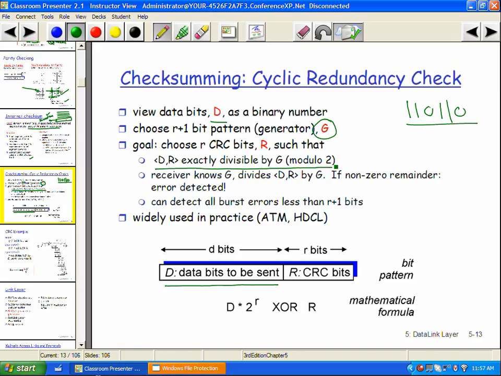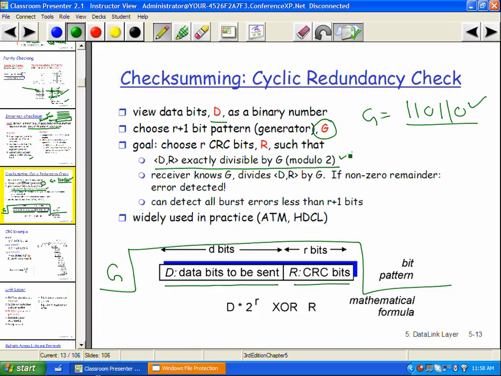Okay, so you want to come up with these so that when you try to divide this by G, which is this here, then there is no remainder. It perfectly divides, except that the division is modulo 2, and we'll illustrate. Modulo 2 division means that when you do a subtraction, there's no carry.